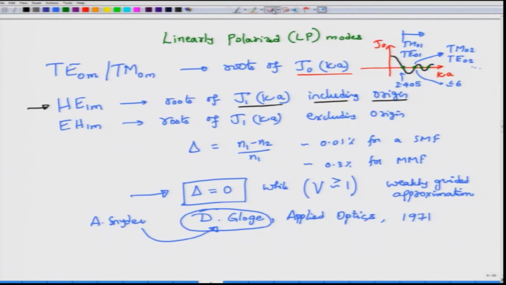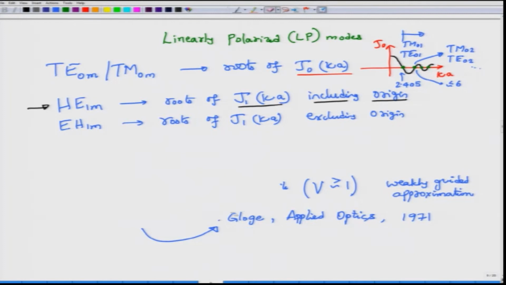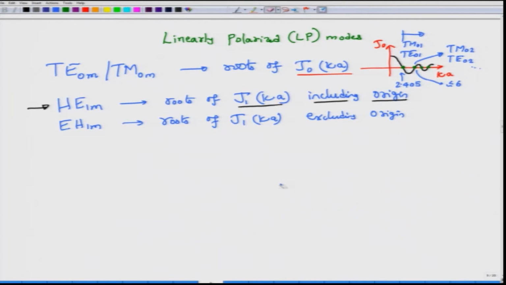So, let me erase all this. I hope you have copied this, or you can go back to the video and look at the things which I am erasing now. But when you look at the Bessel function of order 1, it goes something like this. Again, in terms of kappa A I am plotting this. Bessel function J1 starts at 0 at the origin, and then it keeps on going something like this.